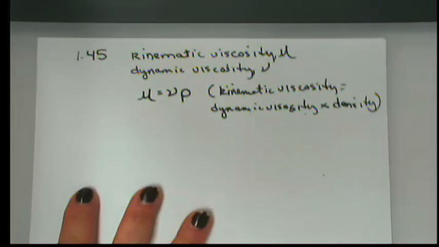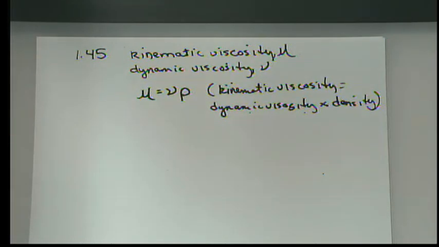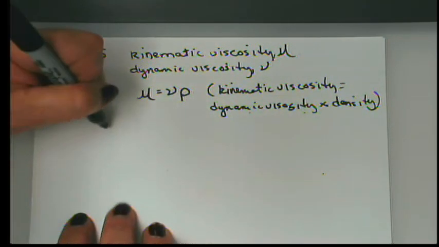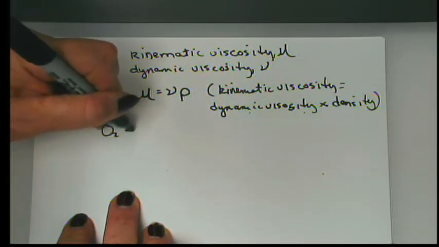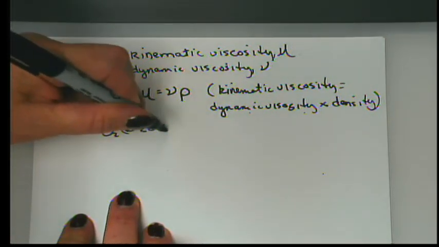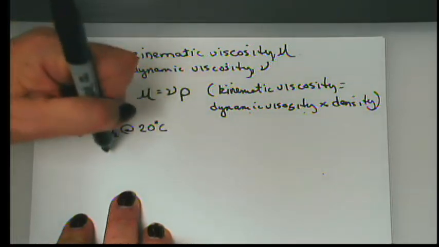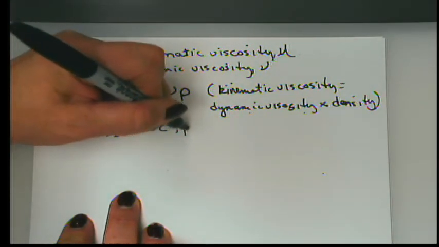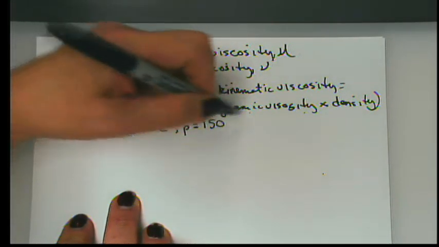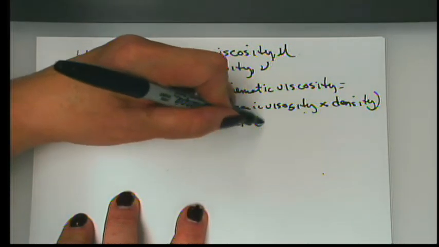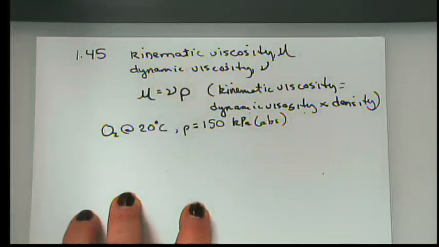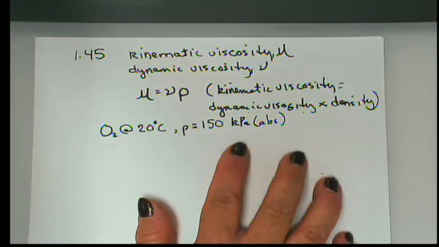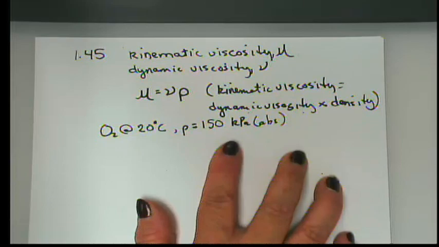All right, so problem 145 tells us the kinematic viscosity of oxygen at 20 degrees centigrade and a pressure of 150 kPa, and it does specify that that is in absolute units, which is good. Otherwise, if that were a gauge pressure, we would have to add atmospheric pressure to find out what that value is.